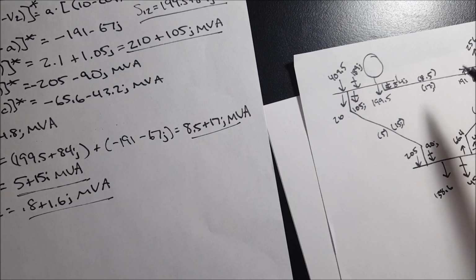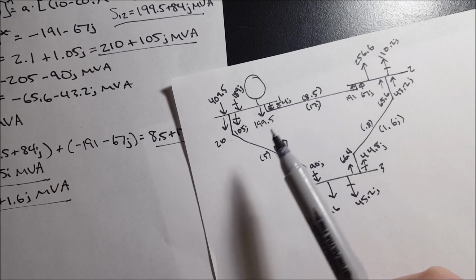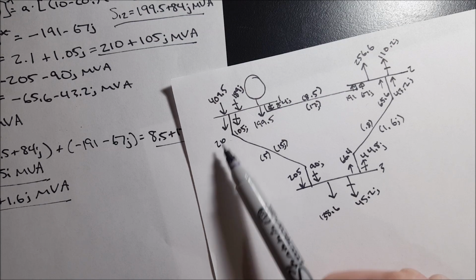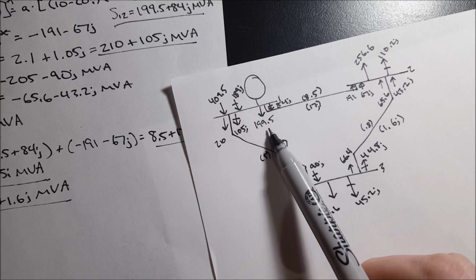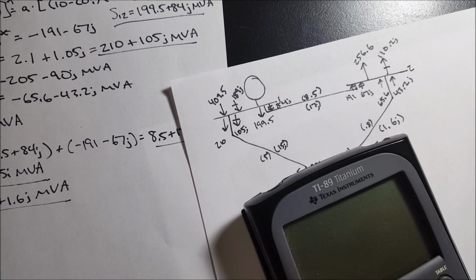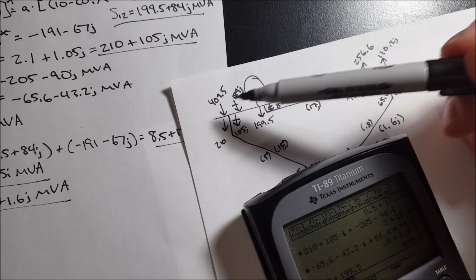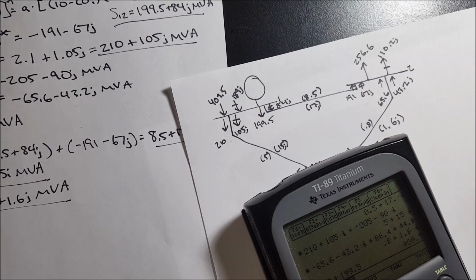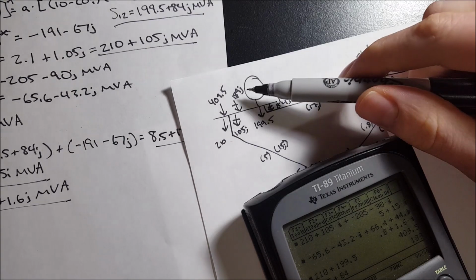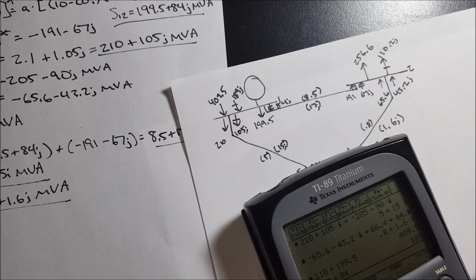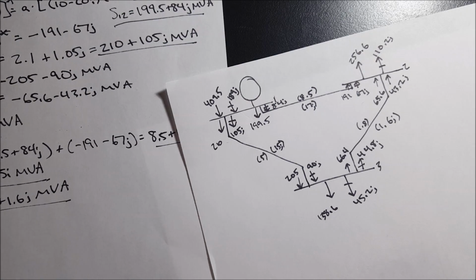And that is it. You can just double check yourself, because power in is equal to power going out. So make sure that we got 210 coming out and 199.5 coming out. 210 plus 199.5 is equal to 409.5, and same with the imaginary: 105 plus 84 is 189, and it is 189. So you can do all that to check yourself, and that is it.